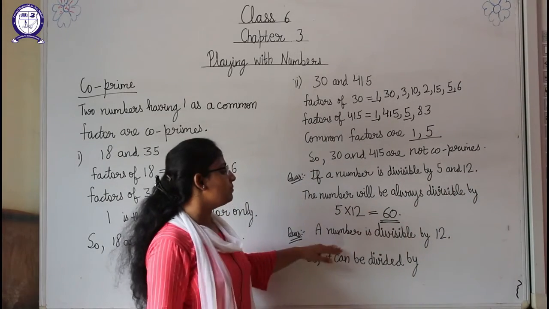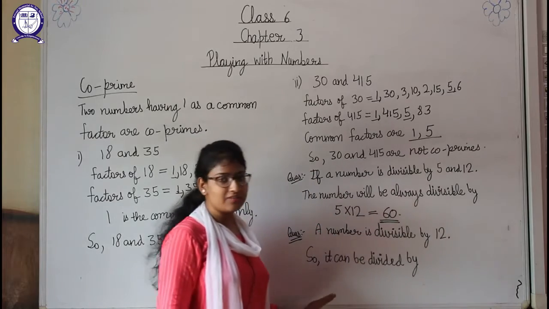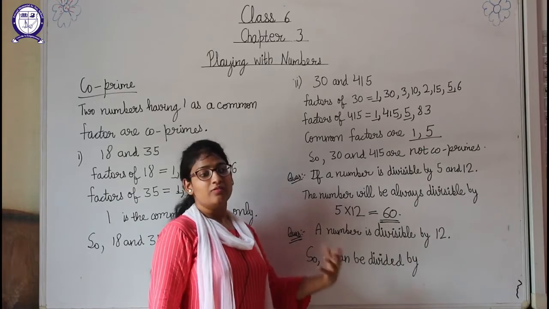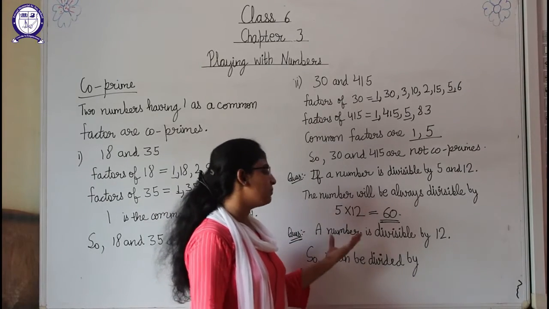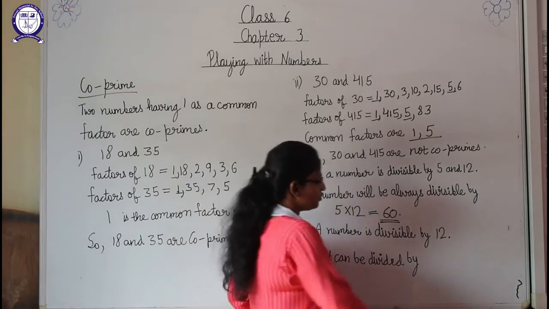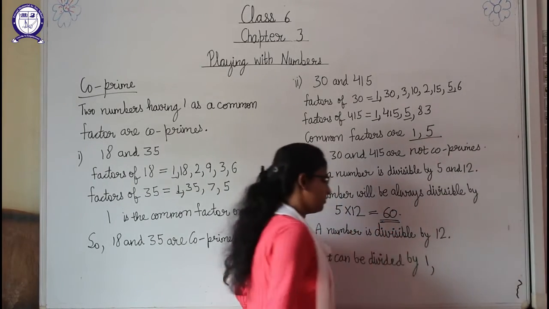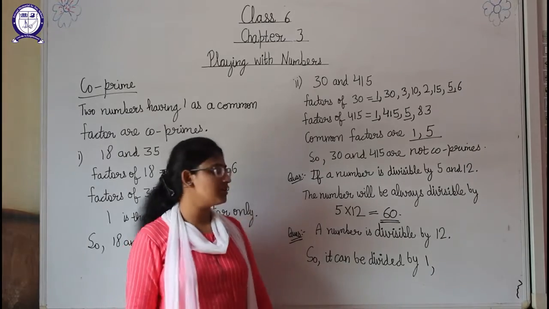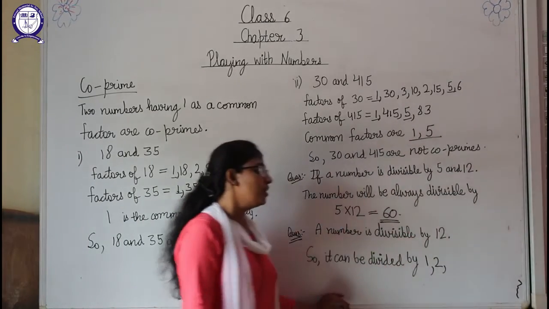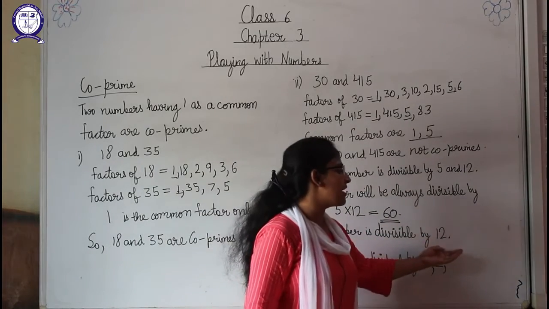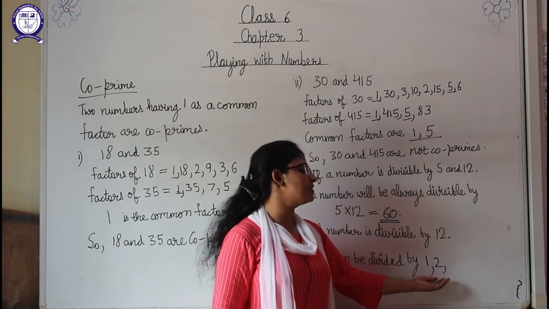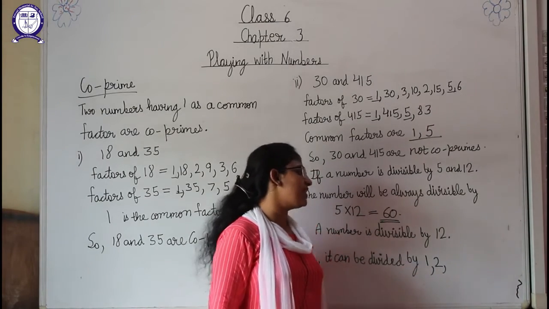Okay, now a number is divisible by 12. Suppose a number is given and it is divisible by 12, so what more numbers can it be divided by? First of all I can write 1, because any number can be divided by 1. Okay, next if I write 2, it can be a divisor, because when any number is divisible by 12, it means it is an even number, and all even numbers are divisible by 2. Okay, so we can write 2 here.